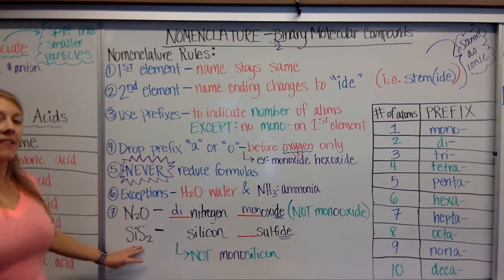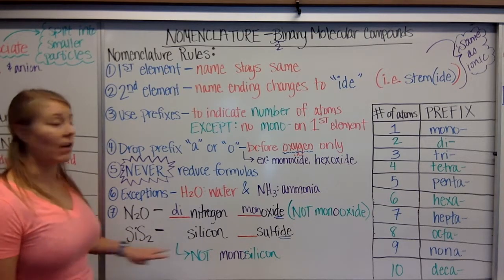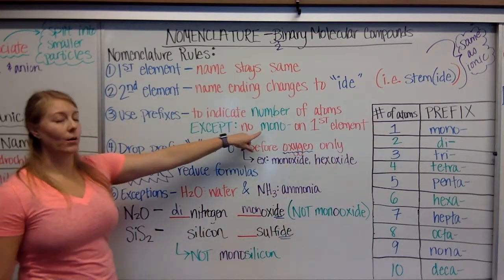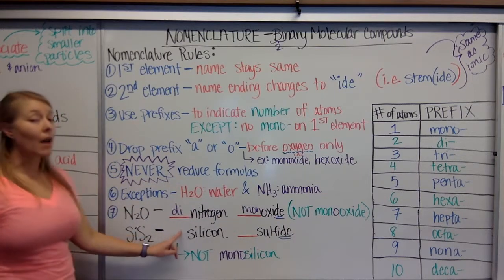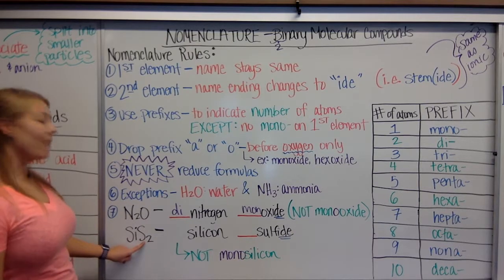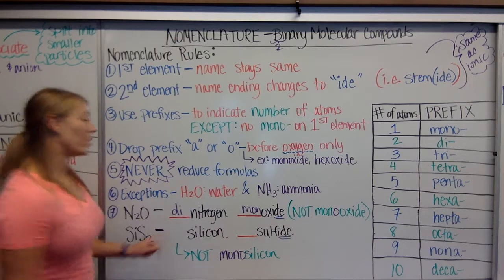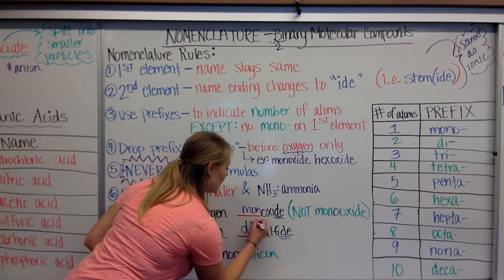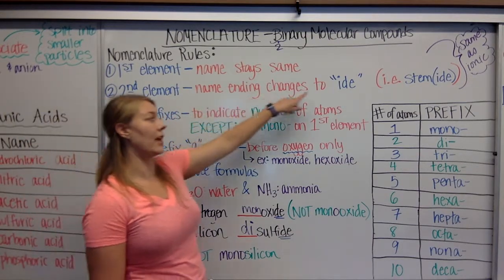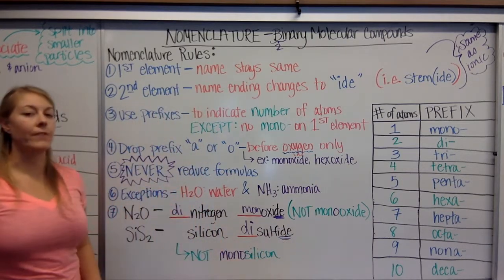The second one, SiS2, this is silicon, right? There's only 1 silicon, and we look over here and we see that 1 is mono, but we don't use mono on the first element. So this is not monosilicon, it is simply silicon. The second one, we have S2. Again, we look over here, 2 is di. So we're going to have disulfide, right? Remember the second element, just like the ionic compounds, we change the ending to "ide." So we have monoxide, disulfide, okay?